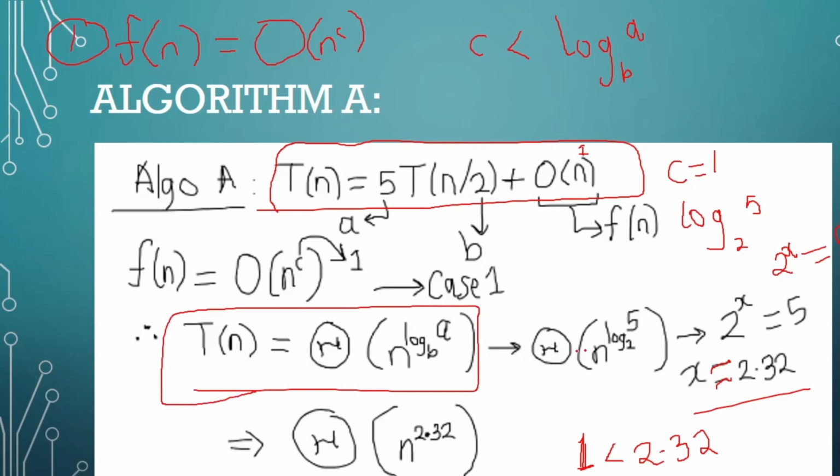So we just have to put in our values, n to the power of log to base b of a, and we've already solved this part to be 2.32 approximately. So therefore the time complexity of algorithm A is big theta of n to the power of 2.3.